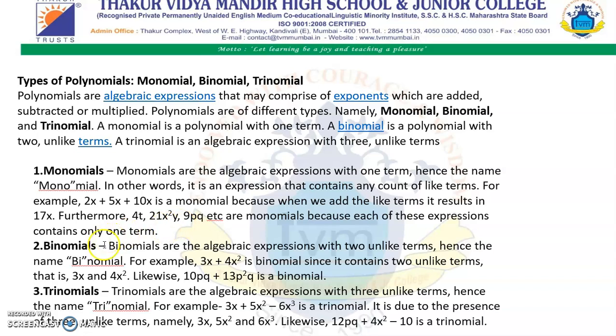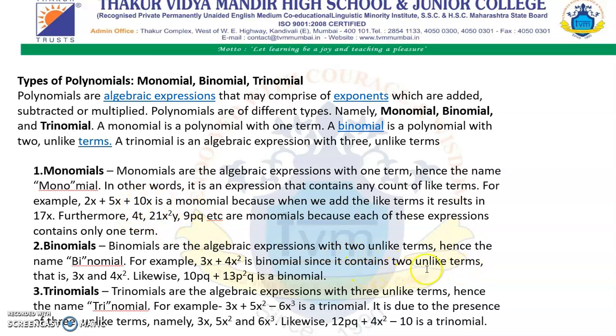You have to keep in mind, if there is only one term, like 4t, 21x square y, all these are called monomial. Binomials are the algebraic expressions with two unlike terms. Hence the name binomial. For example, 3x plus 4x square. You can observe here, this is 3x and this is 4x square. Both are unlike terms, both are added by using the symbol plus. When both unlike terms are added, we are getting a binomial. If both are like, it becomes a monomial.